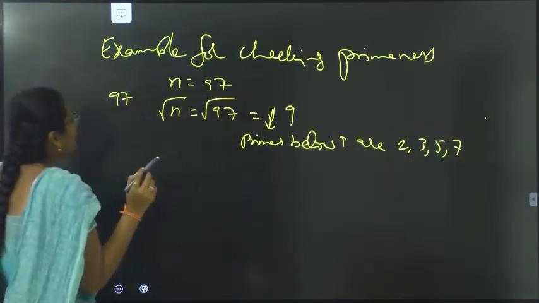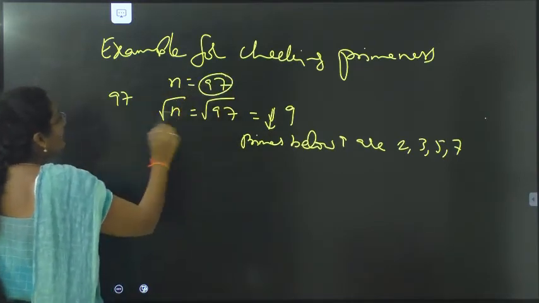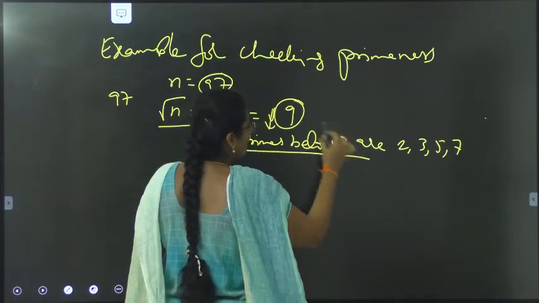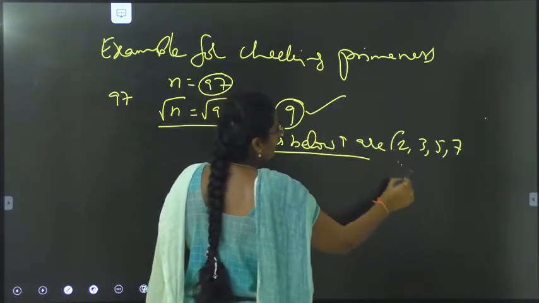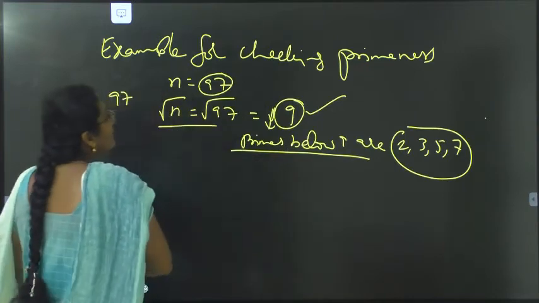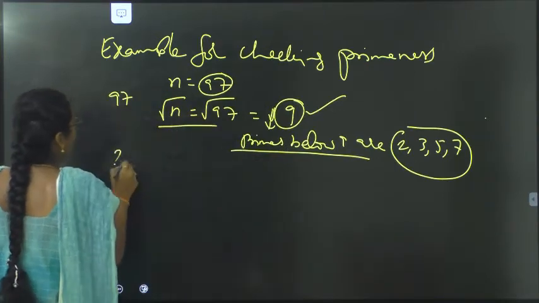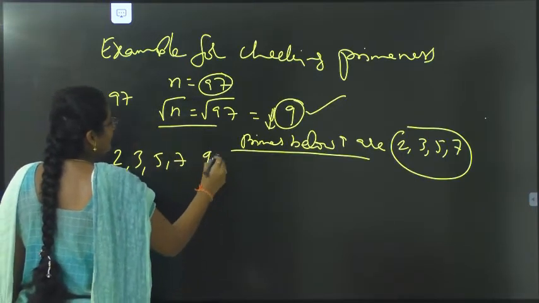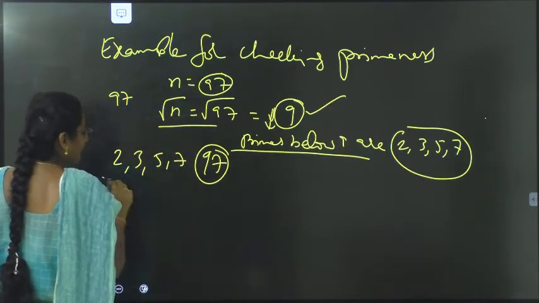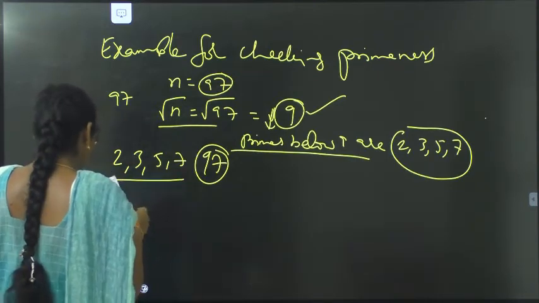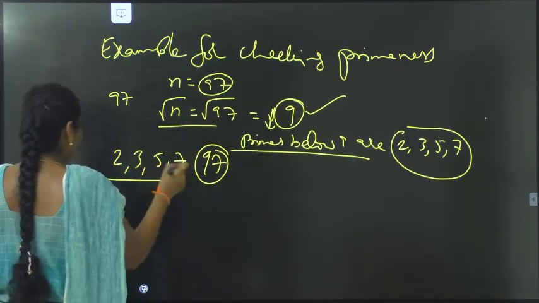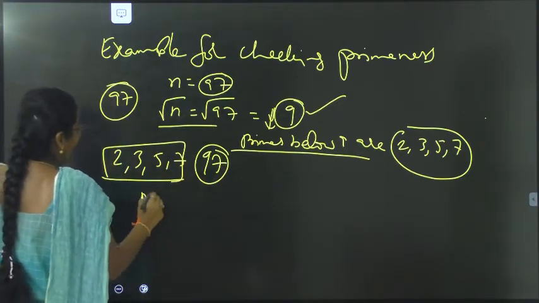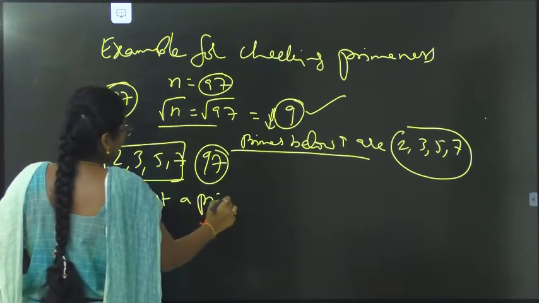Now what is the condition? After finding the square root of n, you should find the prime numbers below the square root of n. The prime numbers are 2, 3, 5, 7. Now what do you want to check? All of 2, 3, 5, 7 also should divide this 97. 97 should be divisible by all these numbers also. So 97 is not divisible by all of these, only a few will divide, so 97 is not a prime number.